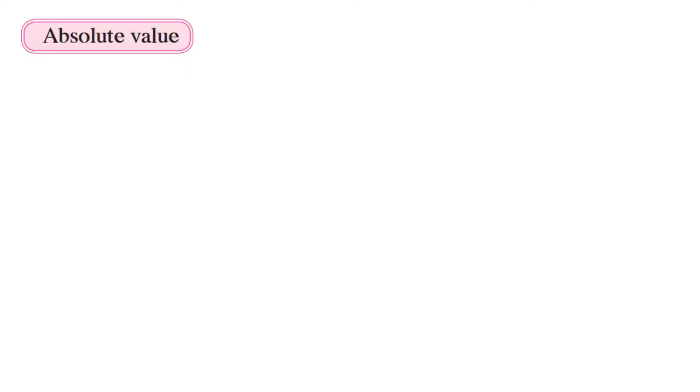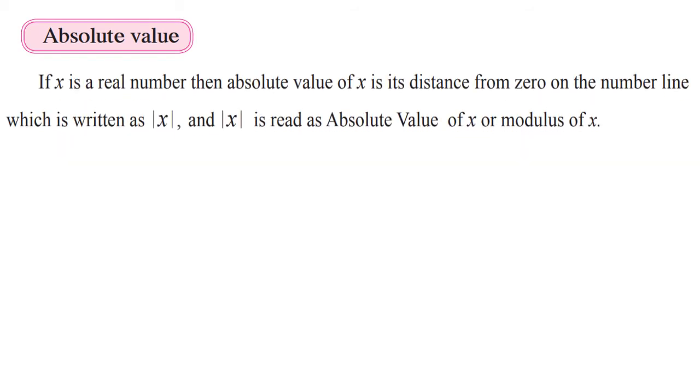Okay, so what is the meaning of absolute value? Absolute value is nothing but the distance. And you know that distance is never negative. That is why absolute value is never negative. Okay, so how to define absolute value? If we take any real number as x, then the absolute value of x is its distance from 0 on the number line. Okay, so it's a distance. That is why it is never negative.